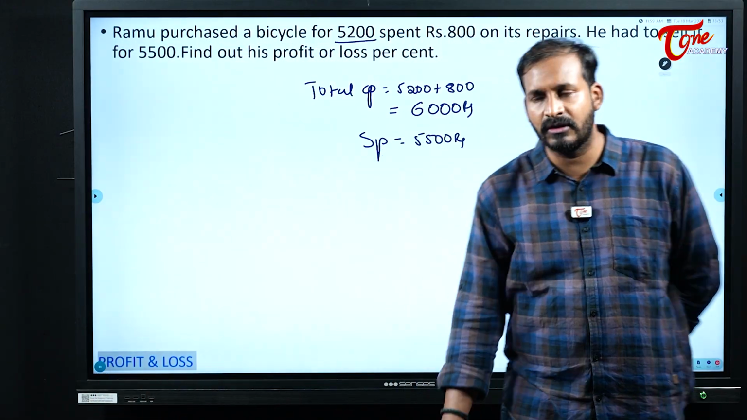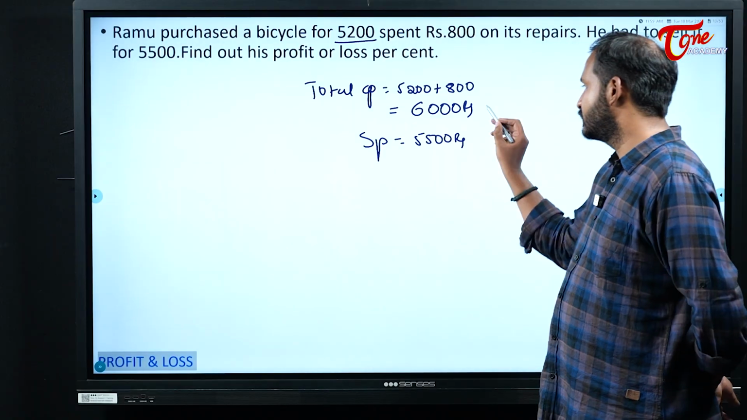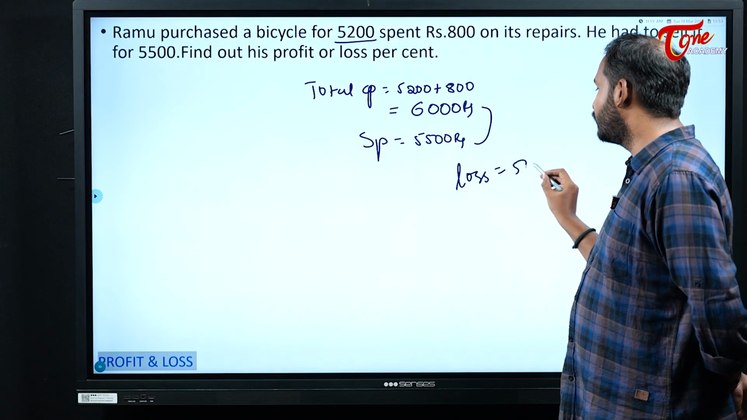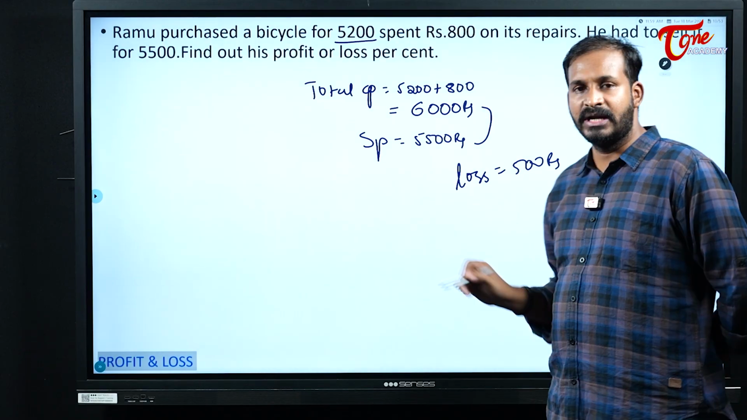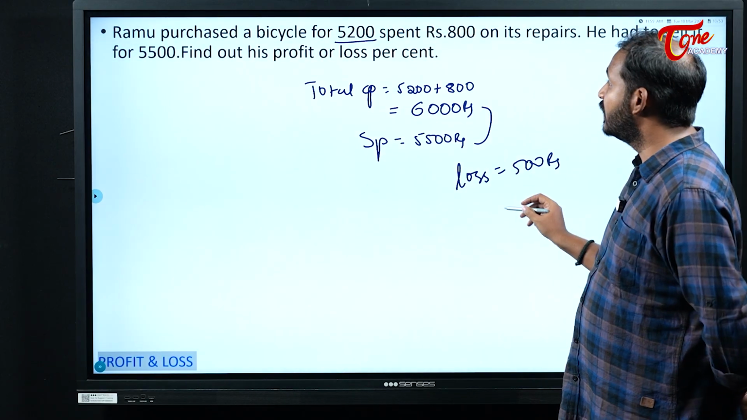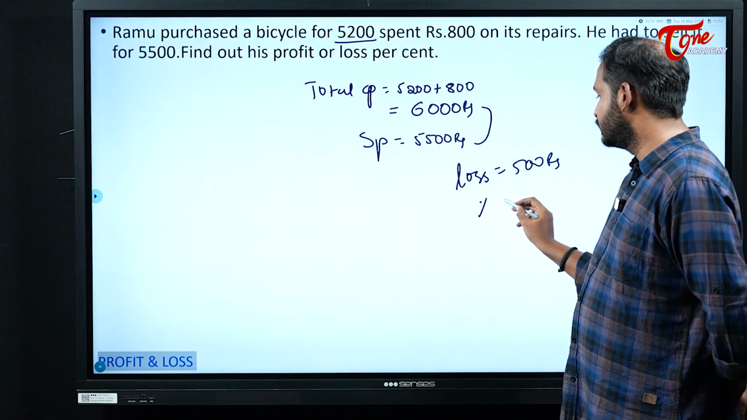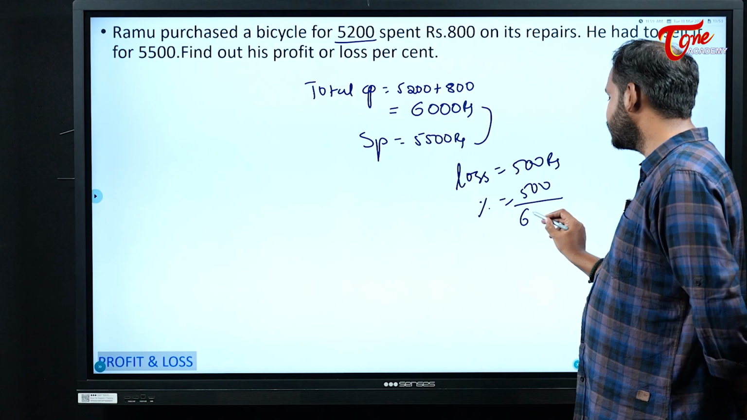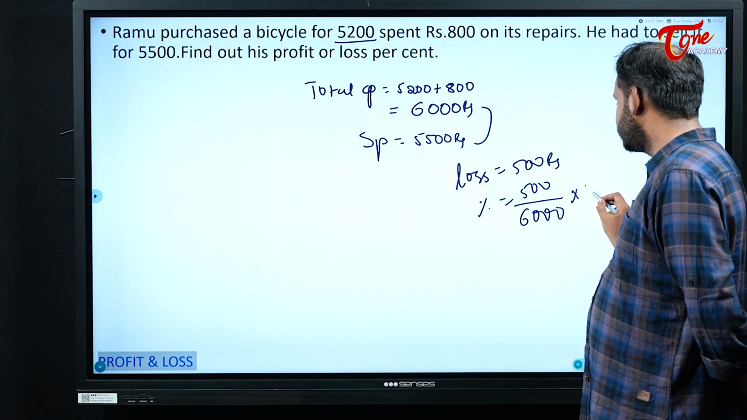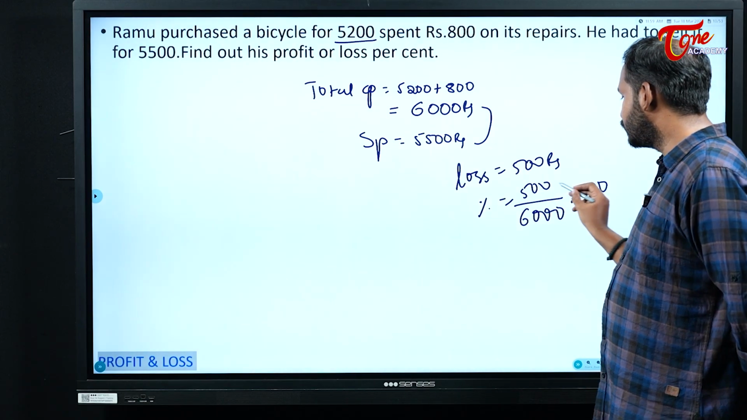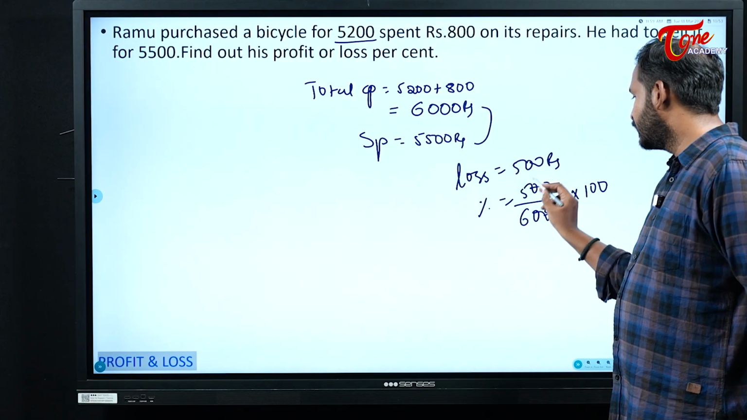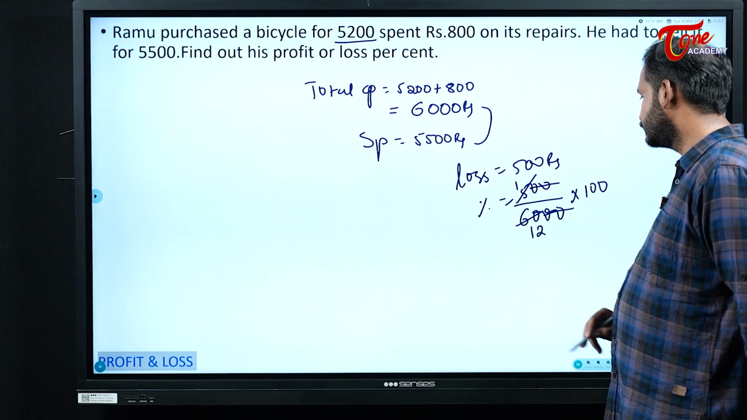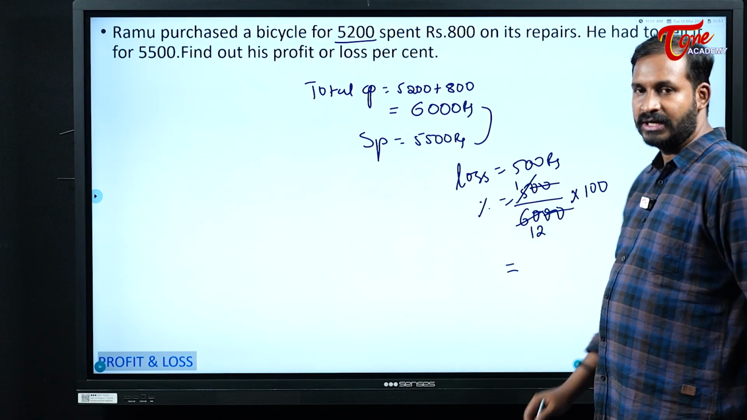Now tell me, profit or loss? Definitely loss. Loss by what value? Loss is 500 rupees, because 6000 minus 5500 is 500. But they are asking us the loss percentage. So 500 by his actual cost price, 6000, into 100. Two zeros get cancelled, 5 ones are 5, 5 sixes are 30, so it is 100 by 12.